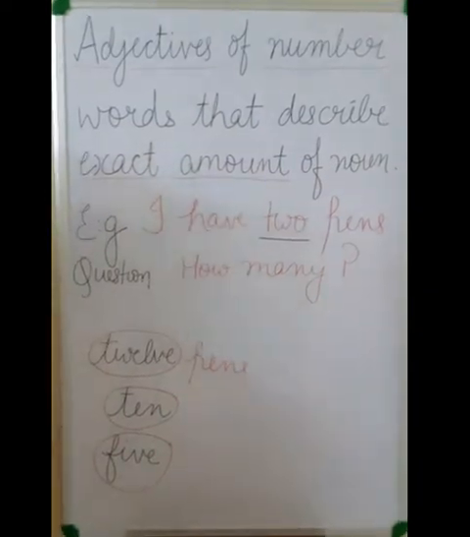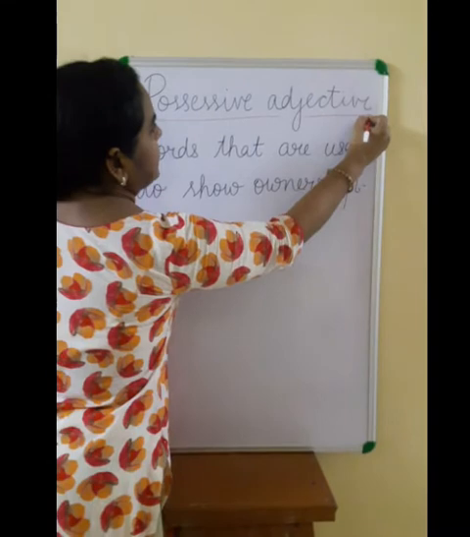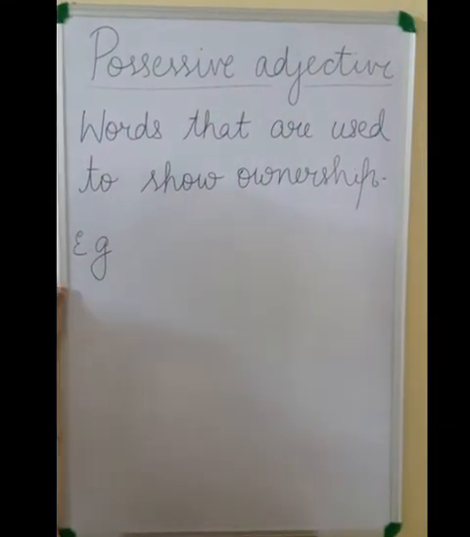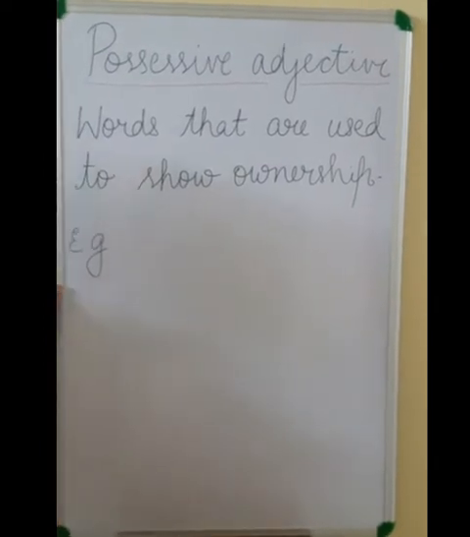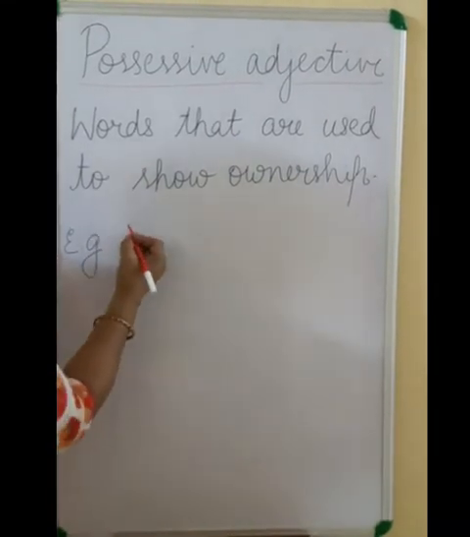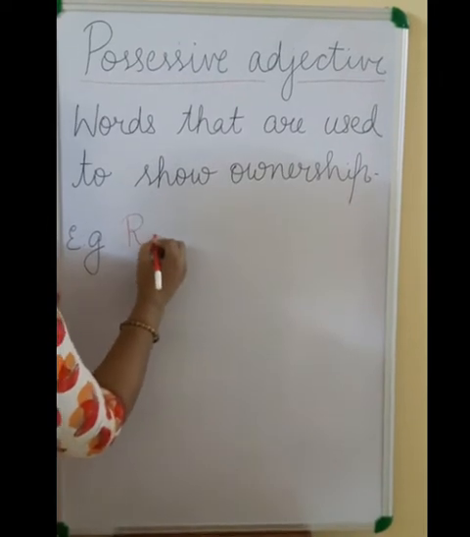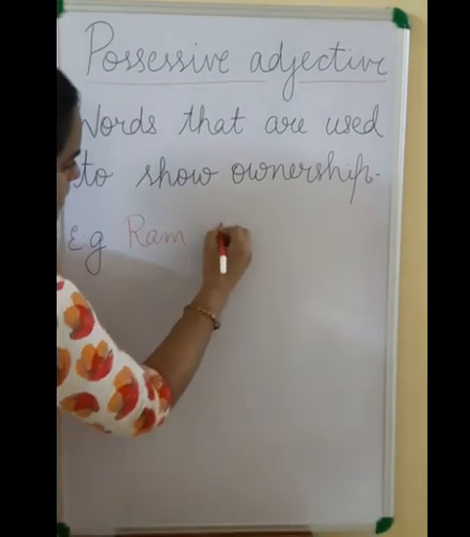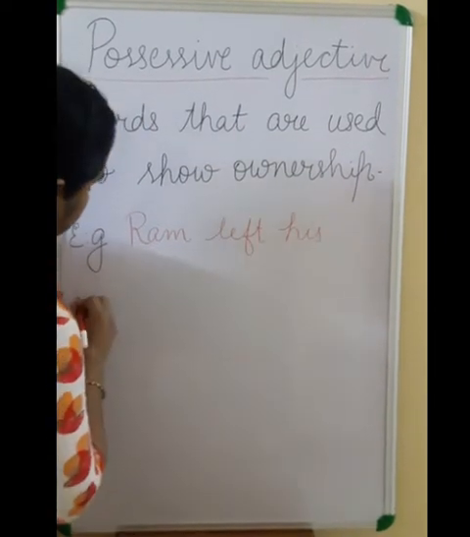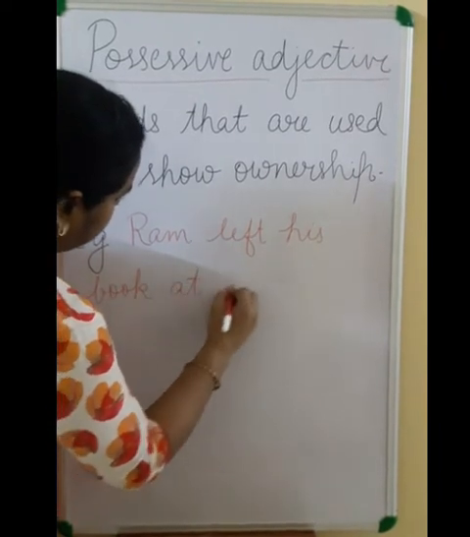Okay. Now this is the last kind of adjective that we are going to learn. It is the possessive adjective. Words that are used to show ownership, that show that you own this thing, are possessive adjectives. I will give you an example. Ram left his book at home.